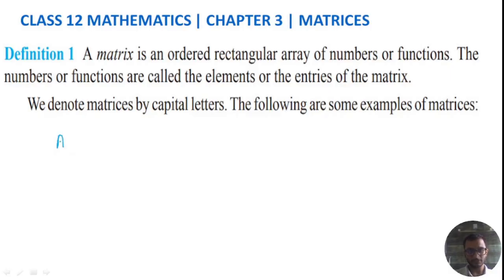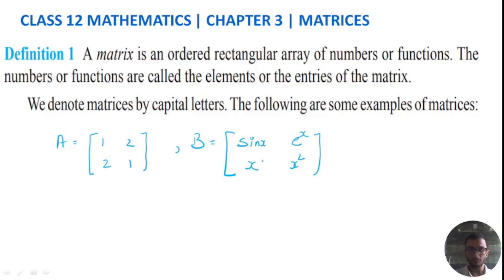Suppose I am taking matrix A, something like this, having elements 1, 2, 2, 1. So this is called a matrix. If I give an example involving functions in the matrix, suppose I am taking sin x. Now I think you are familiar with trigonometry and all, right? Sin x, then e raised to x, which is an exponential function, then a linear function x and some quadratic function x square. So this is also a matrix. These are basically the forms of matrices.